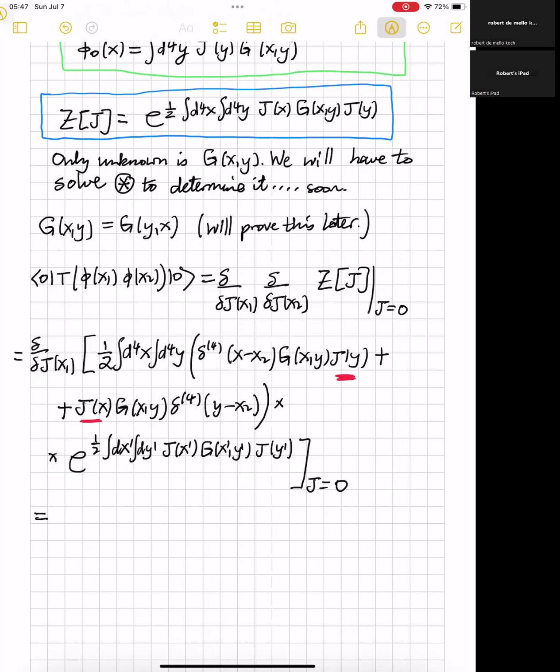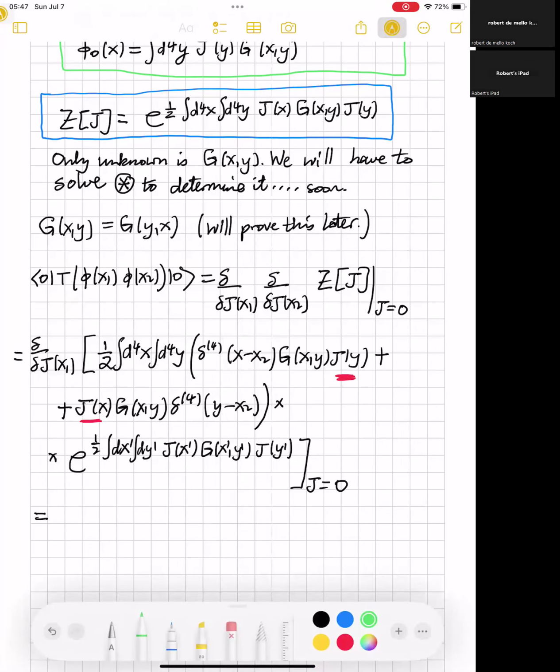The other thing that you may be tempted to do is to take the derivative with respect to the J sitting over here or the J sitting over there. If you do hit those two J's, you'll bring down the exponent again, and the two J's that I've underlined in red will still be where they are. That means when you set J equal to 0, you'll get a vanishing result. So I claim if you hit these green J's, you get 0. And if you hit the red J's, you get something that's non-zero.